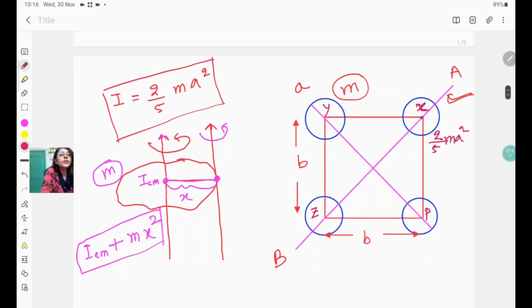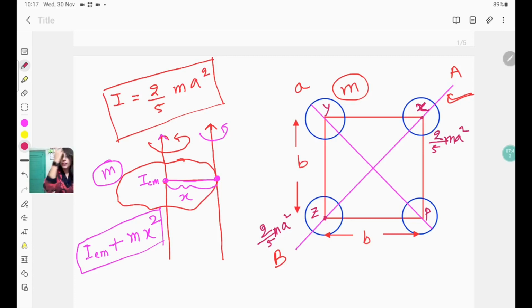Similar way for the sphere z. For the sphere z also, the AB axis or AB diagonal is passing through the center of mass of this sphere. So the moment of inertia for the sphere z will also be 2 by 5 m a square. But for the spheres p and y, the scenario will be a little bit different. Why? Because we have to find the moment of inertia about this one axis, that is the AB axis.